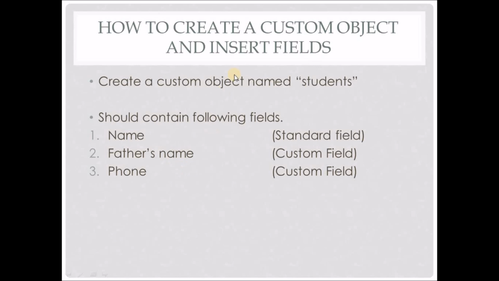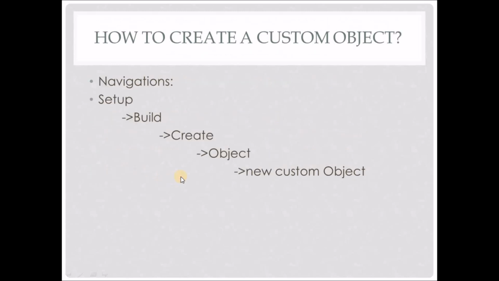Now let's see how to create a custom object and insert custom fields in that object. We are going to create a custom object named Students, and it's going to have the following fields. The first one is name, which is basically the standard field. That is, when you create an object, it by default creates a field called name. We're going to create father's name, and we're going to create phone, which is going to store the phone number. So quickly write down the navigations to create a custom object.